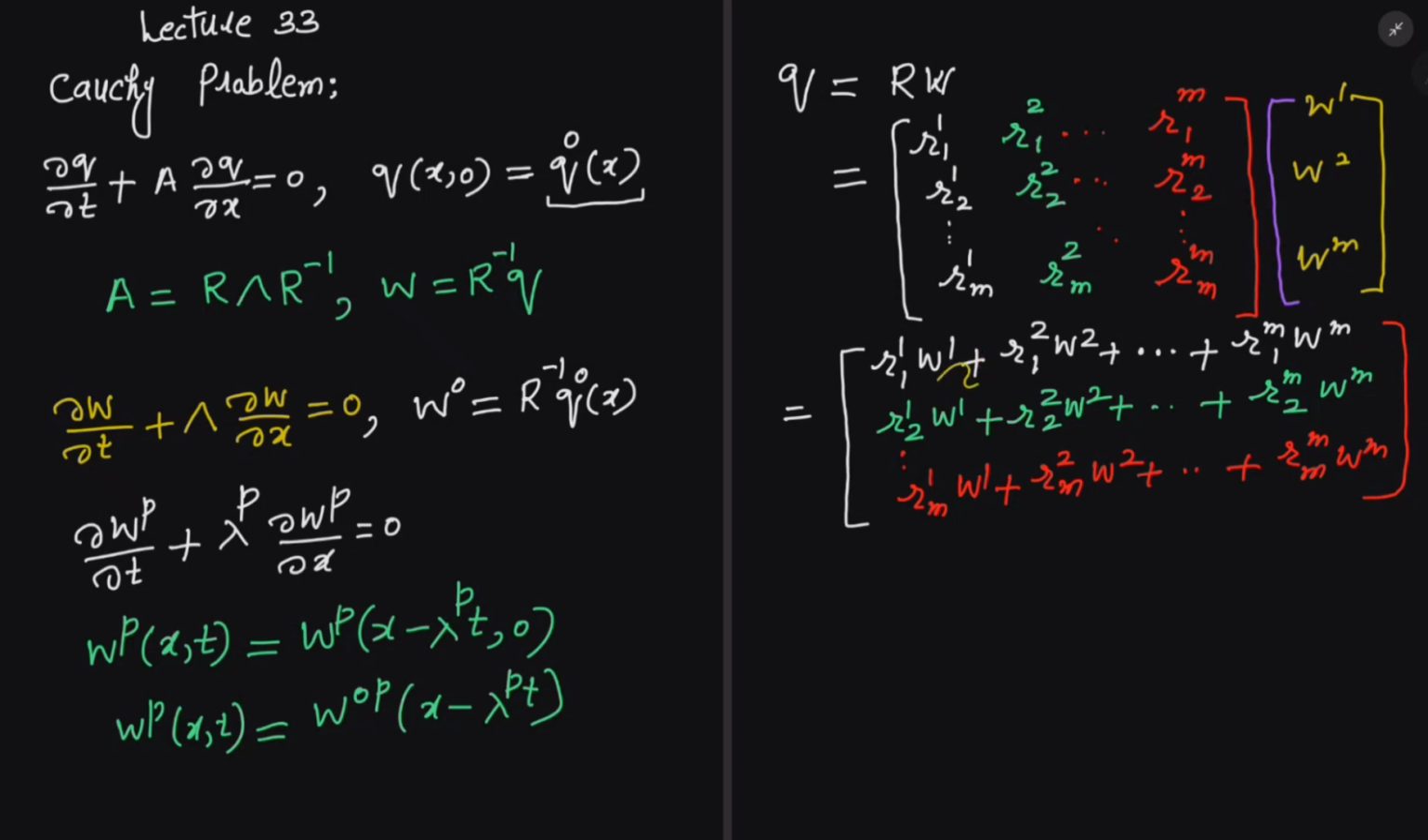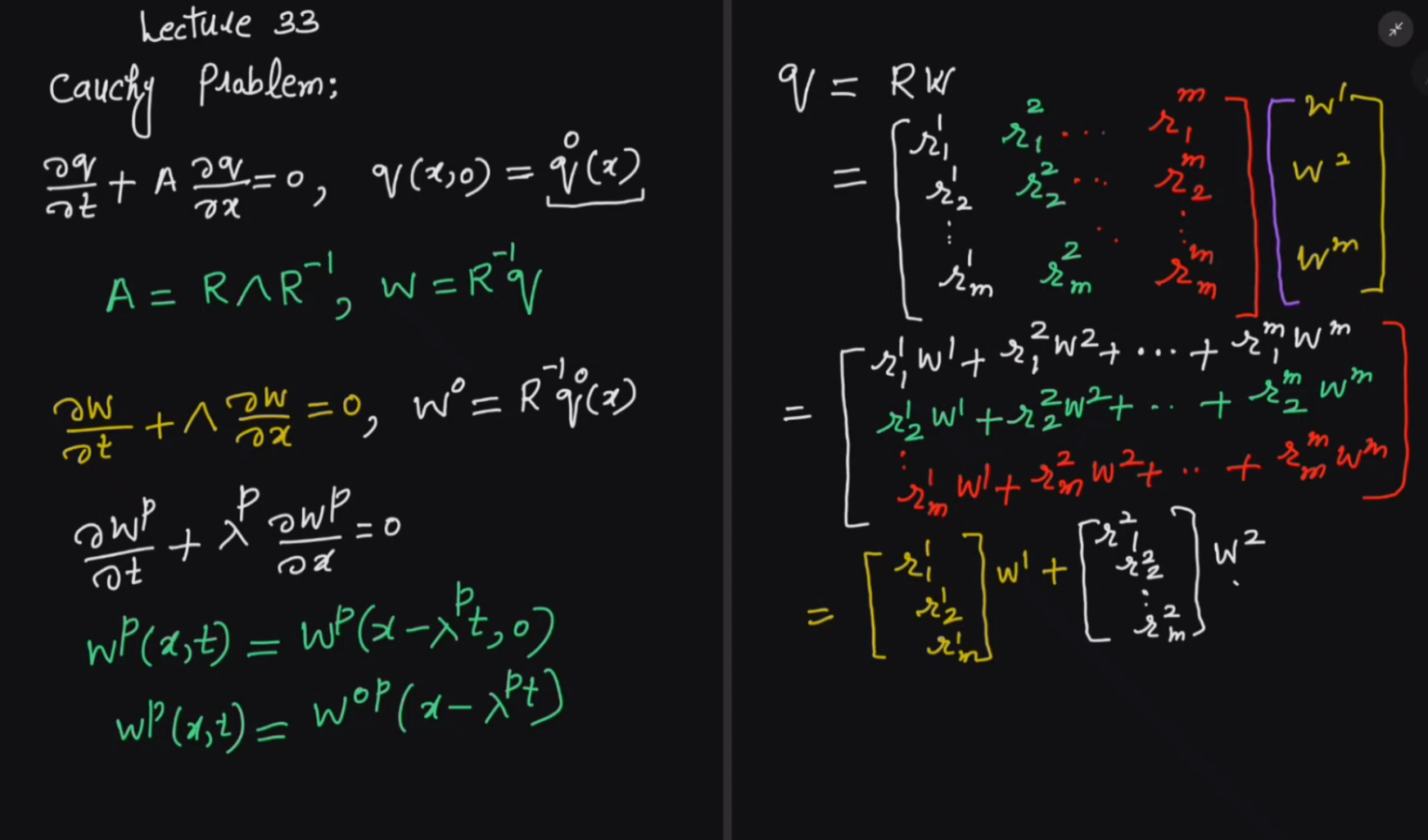Now what I can do, I can write this as the vector R11, R12, up to R1m times w1, plus, not the second component but the second term, I want to combine it together, we get R21, R22, up to R2m times w2, and the last one is Rm1, Rm2, up to Rmm times wm.